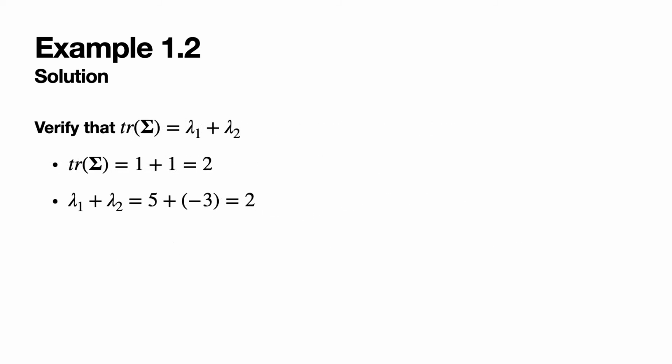Next, we're going to verify that the trace of cap sigma is equal to the sum of its characteristic roots, lambda 1 plus lambda 2. The diagonal entries in cap sigma are 1 and 1, and so the trace of cap sigma is 1 plus 1, which is 2. The sum of the characteristic roots, 5 and negative 3, is 2, and so we see that in this case, again, the trace of cap sigma is equal to the sum of its characteristic roots.